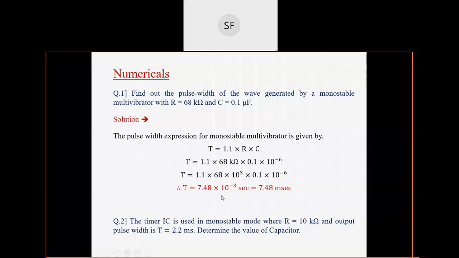Sir, right. Very good. So now again, same formula. One more question is there. I have not provided the solution here. Just try to solve this question number 2.